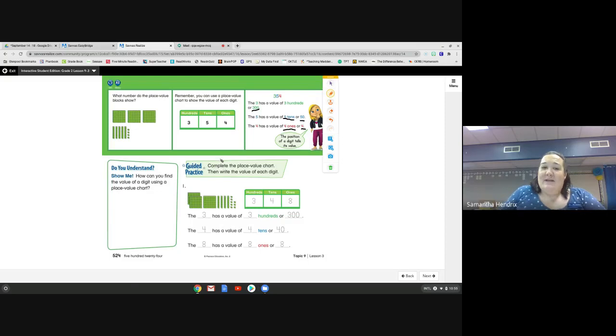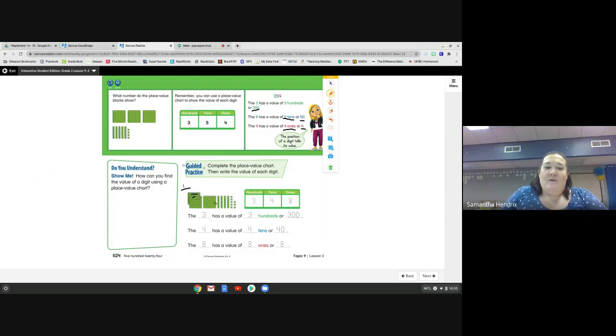So we're learning now that each digit in the number actually has a value, okay? It's not just a 3, 5, or 4. Those numbers actually mean something and represent more, okay? So let's look at number 1 on guided practice. Complete the place value chart, then write the value of each digit, okay?